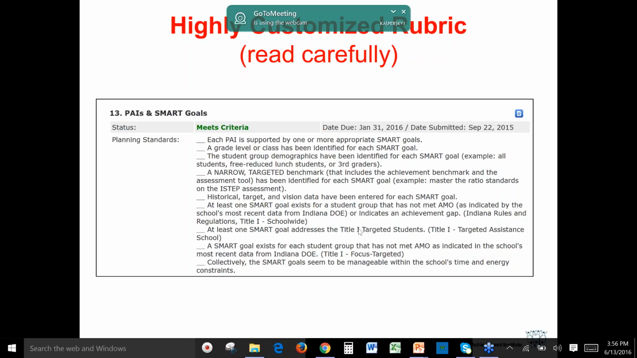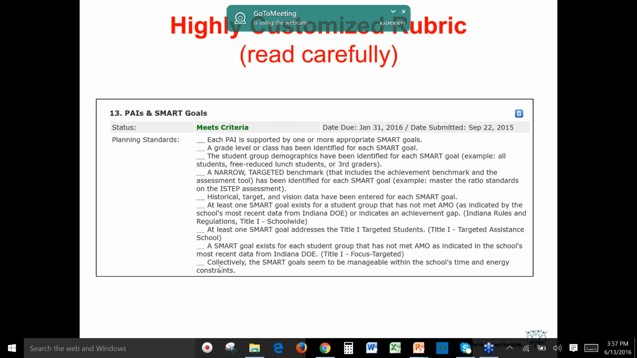If you're a school-wide school in Title I, you're going to get this rubric item. Again, we want to make sure that you've read these rubric items because they're very specific to your school, and we need to make sure that at least one of your SMART goals addresses these things. And then just general things: each PAI is supported by one or more appropriate SMART goals. A grade level or class has been identified for the SMART goals, and the system will work you through this. Student group demographics have been identified for each SMART goal. For example, all students is perfectly fine. Free and reduced lunch kids, third graders. A narrow targeted benchmark is included for each of the SMART goals. We've got historical data, and then we start going down into the specialized ones depending on who your school is.